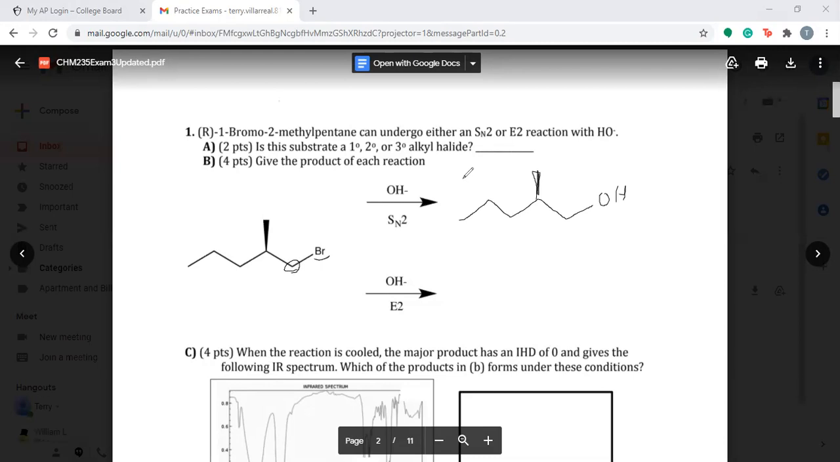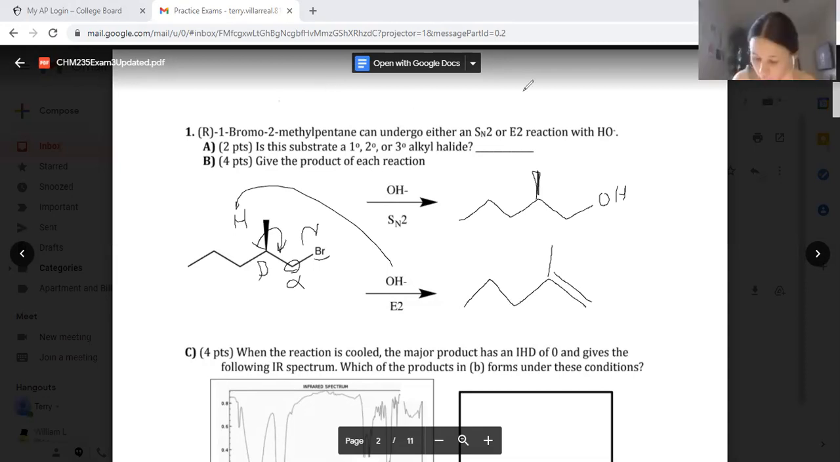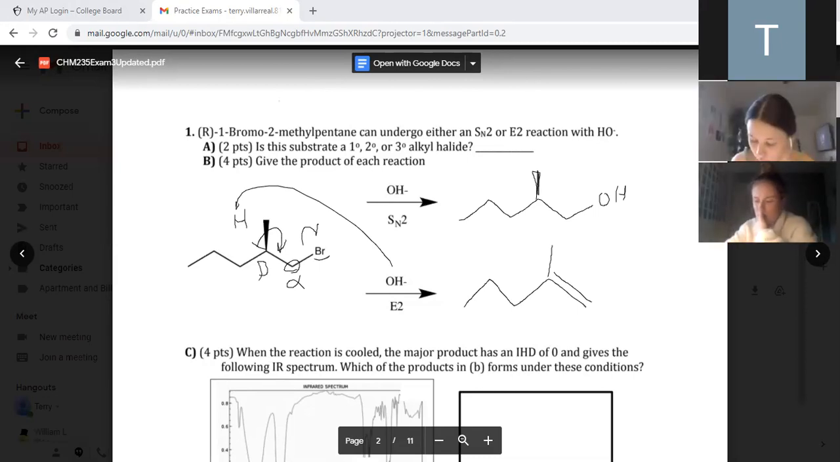Now for our elimination, this is our beta elimination. So if this is our alpha carbon that has the bromine, this is our beta. We are going to remove a proton here. So now, let me try to draw that again, this is simply going to form a double bond and kick that off. So then we are going to have this. Is that what you guys got for that problem? Yes or no?